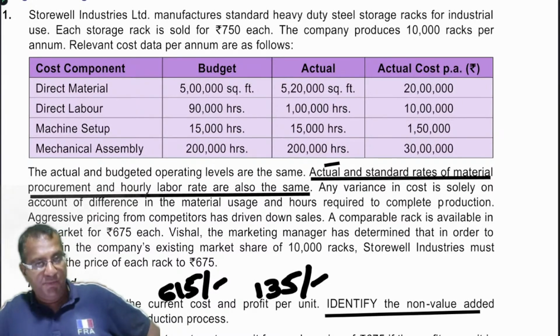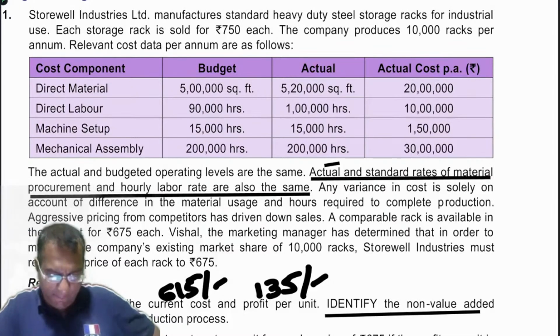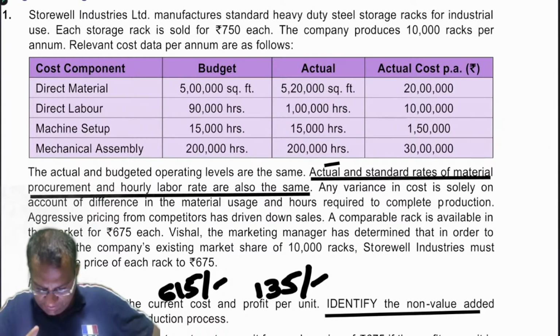लेबर एफिशिएंसी वेरिएंस आप निकालिए पहले. 1 लाख रुपी डिवाइडेड बाय 10,000. नो, 10 लाख रुपी डिवाइडेड बाय 1 लाख लेबर आवर्स.